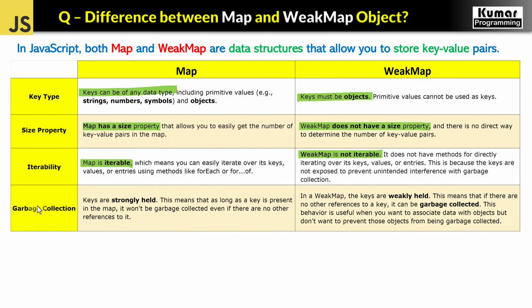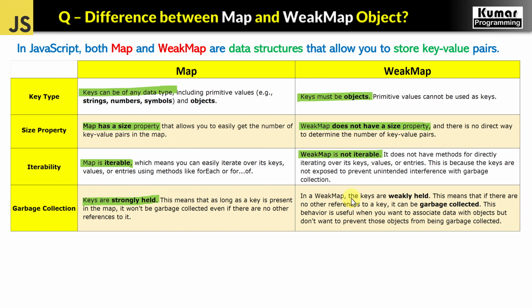So our next difference is garbage collection. Here in Map, keys are strongly held. What does it mean? This means that as long as the key is present in the Map, it won't be garbage collected, even if there are no other references to it. Okay, so in Map, keys are strongly held.